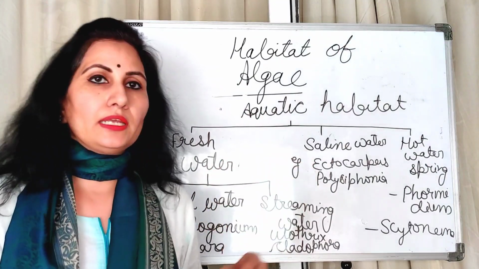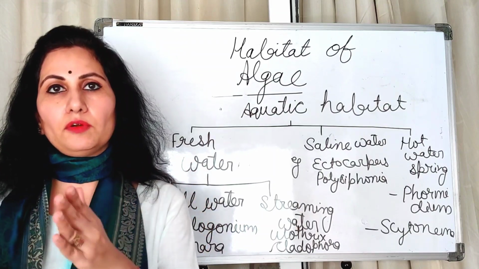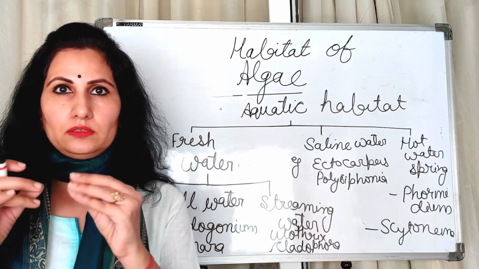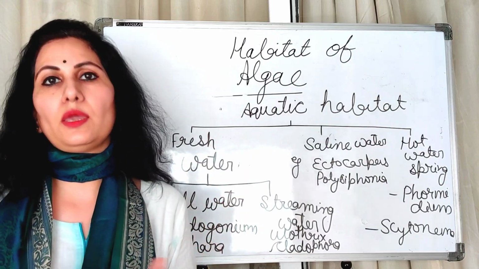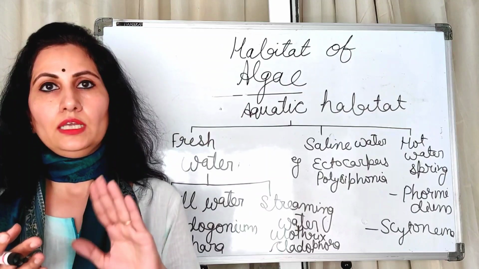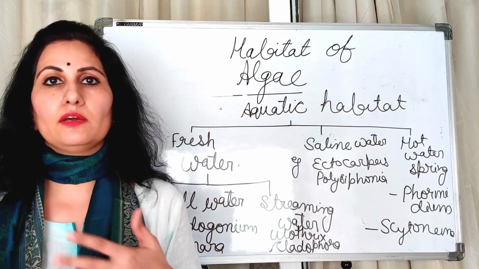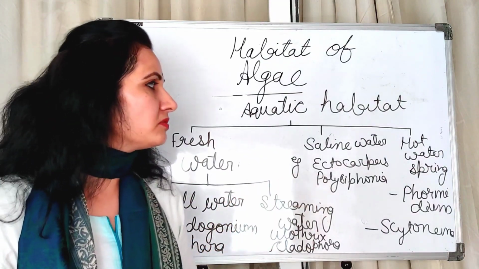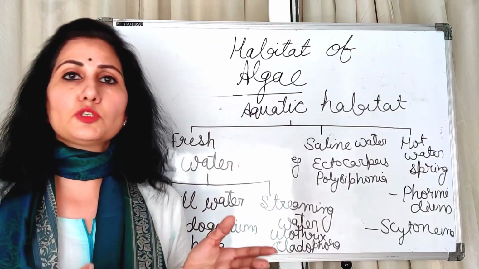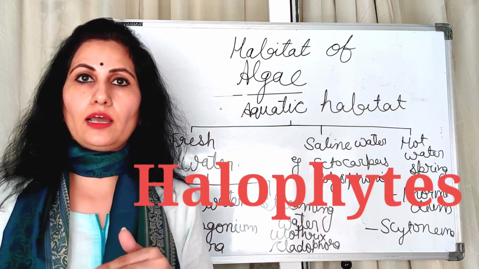Fine. The second type of habitat is the saline water habitat. What does it mean? It means the algae found in marine water, where the water is salty. It can be a salty lake or any ocean where algae are found. Many algae are found in the ocean and can be seen in the sea. Examples of saline water habitat are Ectocarpus as well as Polysiphonia. Both of them are found in salty water. The algae which grow in saline water are known as halophytes.